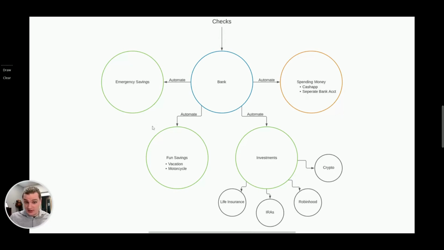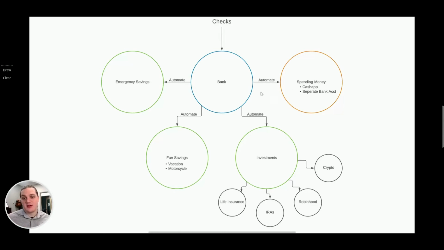What we're going to add on is a fun savings account. This is for vacation, a motorcycle, whatever you want. You can save up for it and then just blow it whenever you want to. Doesn't matter. It helps eliminate the worrying and make sure your bills are paid.